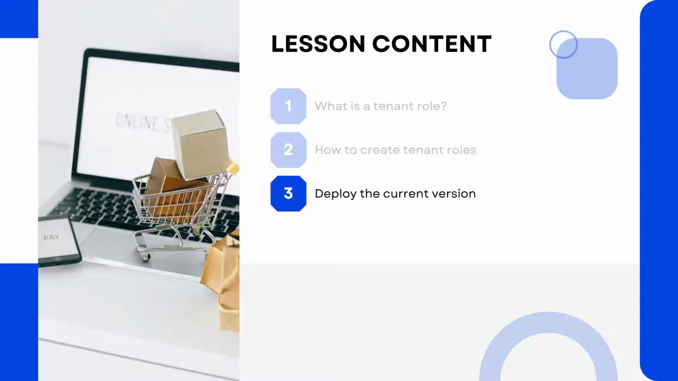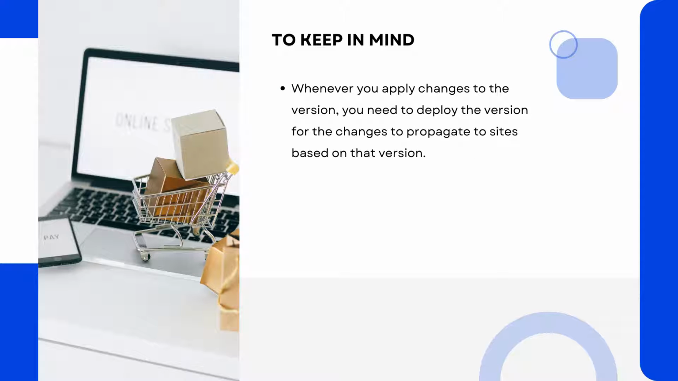Finally, let's see how to run a version deployment. This is necessary at this point in order for the sites based on this version to have all the changes we have applied so far, like the plugins we installed in the previous lesson and tenant role we created in this lesson. Keep in mind that whenever you apply changes to the version, you need to deploy the version for the changes to propagate to sites based on that version.